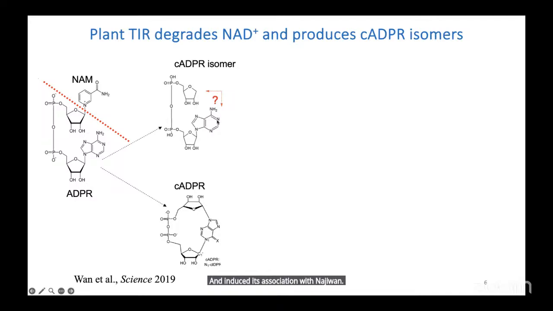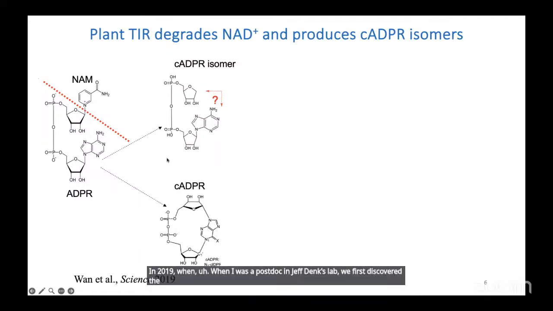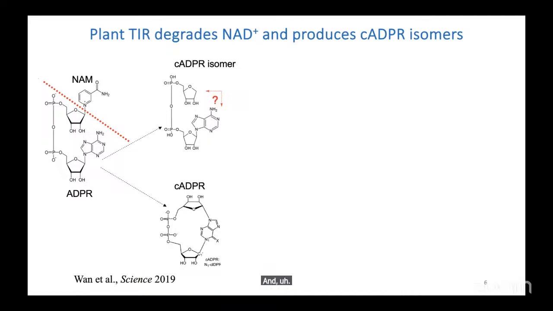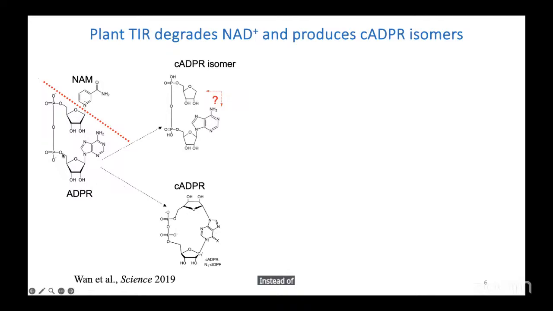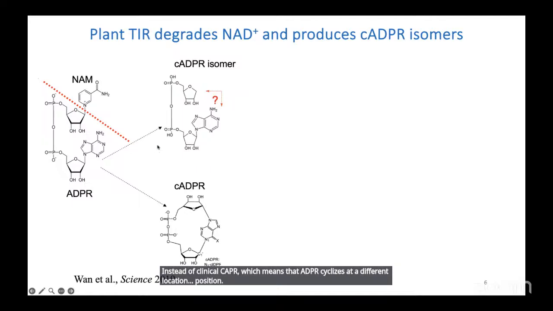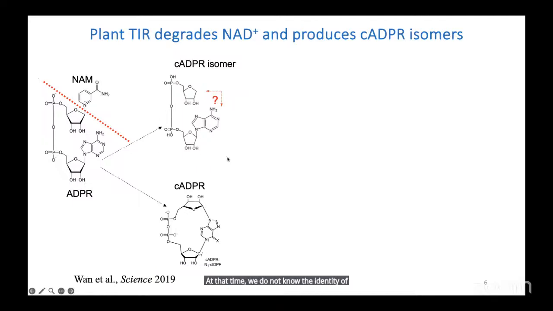In 2019, when I was a postdoc in Jeff Dangl's lab, we first discovered the TIR NADase activity, and we found that plant TIRs cleave NAD into 2 parts, NAM and ADPR. The nucleotide molecule ADPR can cyclize and give rise to cyclic ADPR, cADPR. But we found that plant TIR domains produce a cADPR isomer instead of canonical cADPR, which means that ADPR cyclizes at a different position. At that time, we did not know the identity of this cADPR isomer.